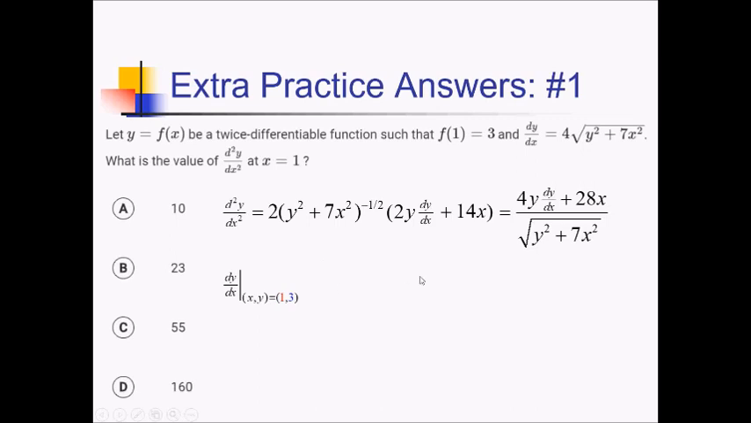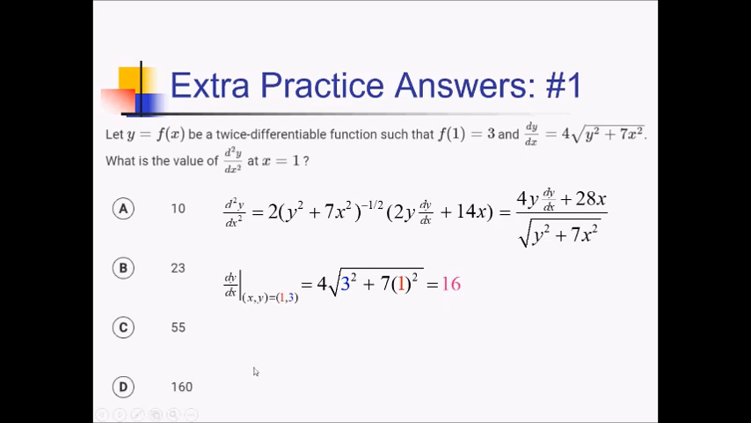Now the good news is they gave me a formula already for dy over dx. So I've got 4 times the square root of the y value 3 squared plus 7 times my x value, so 7 times 1 squared. So let's see here. This is 9 plus 7, which is 16. Square root of that is 4. 4 times 4 comes out to 16. Nice. All right, so time to plug some things in.